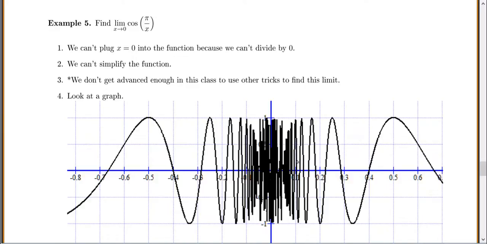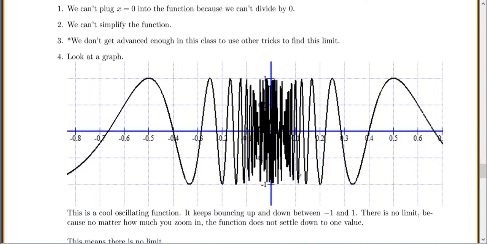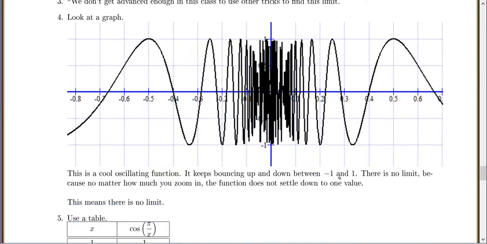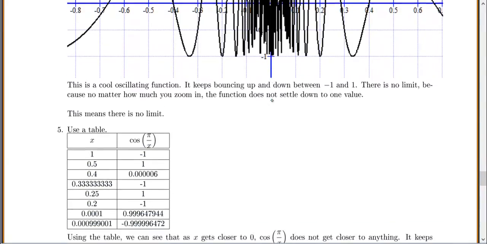Now, it's hard to zoom in because every time I zoom in, I just get something that looks like this. But it turns out that this function just oscillates. That just means it goes up and down, up and down. No matter how much you zoom in, it keeps jumping up and down, and the function never settles down. It just keeps bouncing between positive 1 and negative 1. And this means there's no limit because no matter how much I zoom in, I can't figure out what it is really close to 0.